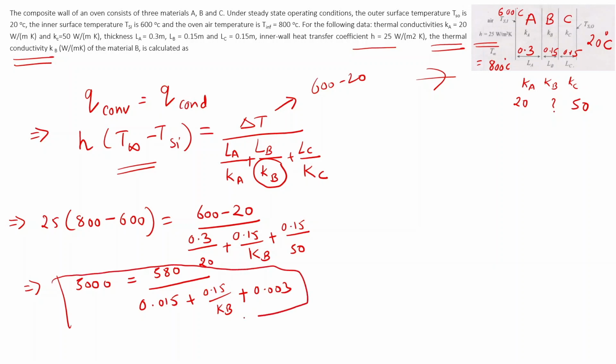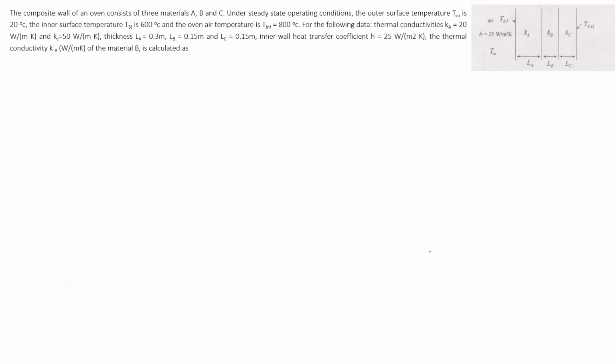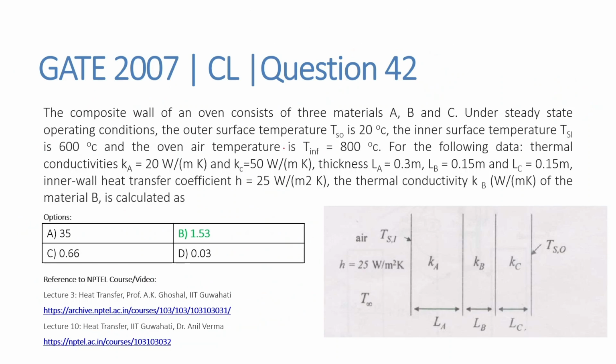So you can solve this equation, and from here you can find the value of thermal conductivity of B as 1.53. You need to check for any unit consistency, and the thermal conductivity we have to find as watt per meter Kelvin, so you need to check that for each of these cases. Okay, so the final answer is 1.53 watt per meter Kelvin. So from the given options, we can select this final answer 1.53 watt per meter Kelvin.